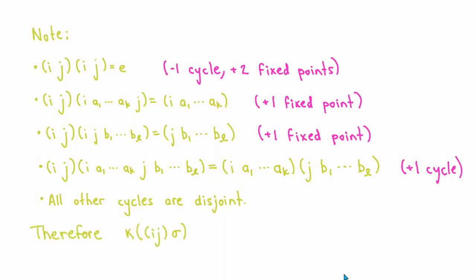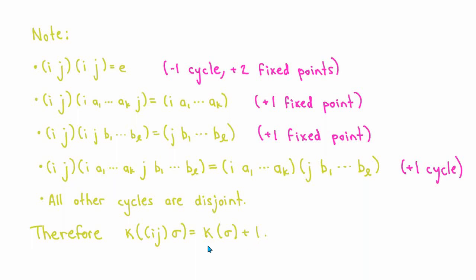Okay, well now think about what this means for the quantity kappa of ij times sigma. Remember, kappa of something is the number of cycles in the cycle decomposition of that thing plus the number of fixed points. So if you look at the net effect in all of these four possibilities, we see that we've increased the sum of the number of cycles plus the number of fixed points by 1.